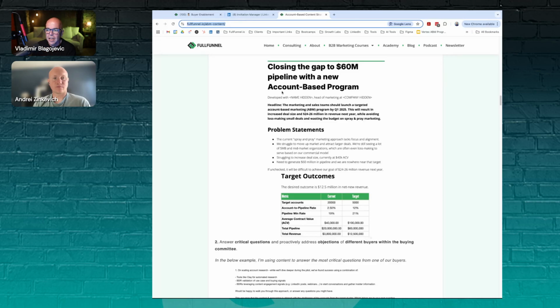In this case, we had the discovery call with the prospect. They mentioned that they have specific targets for the next year and that they have a gap. They don't know how to close that. They need to generate 60 million in new pipeline with a new account-based marketing program. So that was what we learned during the call. You can see that even the headline, the title and the subhead here, have been completely customized to the specific situation that this company is in.